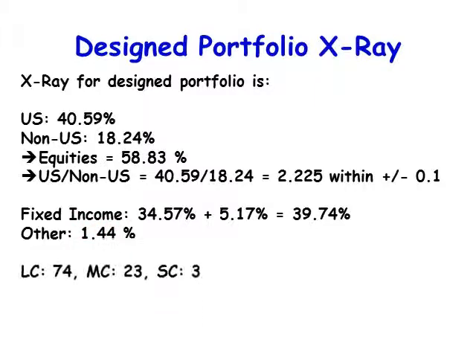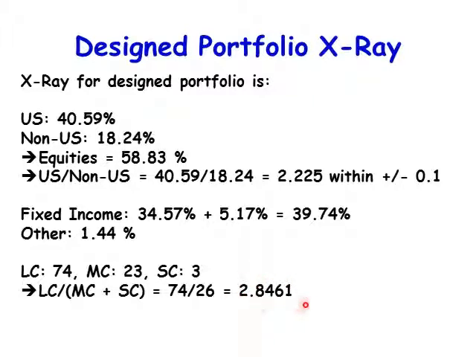Let's continue. Large cap is 74%, mid cap is 23%, and small cap is 3%. Our ratio of large cap to mid cap plus small cap is 74 divided by 26, which is 2.8461. That's within plus or minus 0.15 of the 3 we were looking for. That's close enough, and this ratio is close to what I was looking for, so we do meet our target allocation within the tolerances. These all are close enough, so it's a portfolio that meets our target allocation.